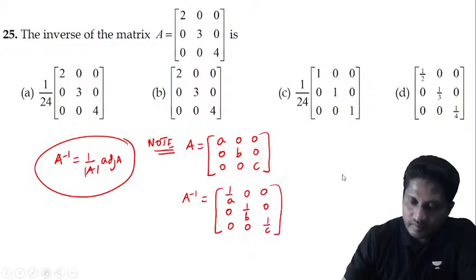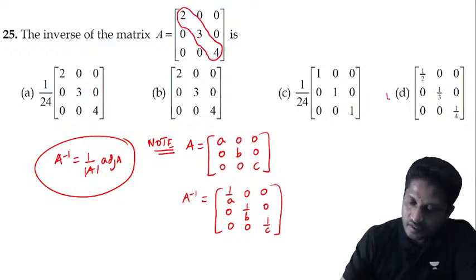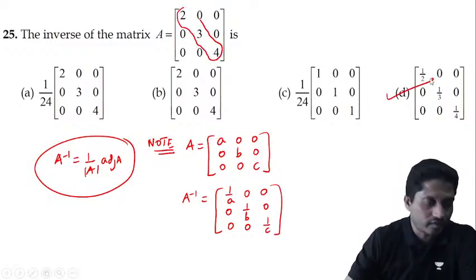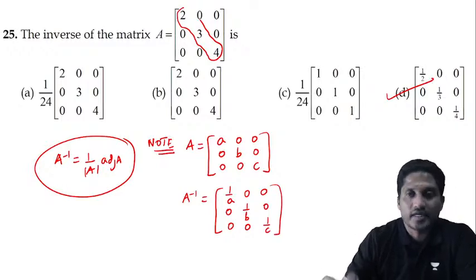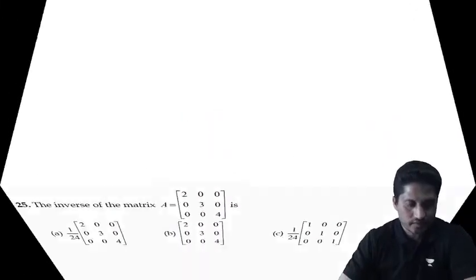Right, now this A inverse will be equal to 2, 3, 4, right? So the principal diagonal becomes 1 by 2, 1 by 3, 1 by 4. That is the answer. Right, the answer is option D. Let's move to the next question.